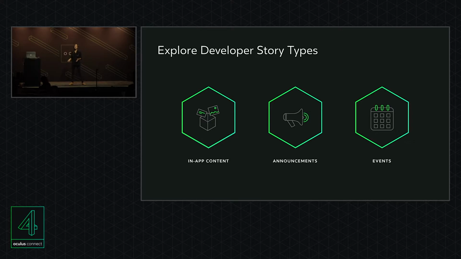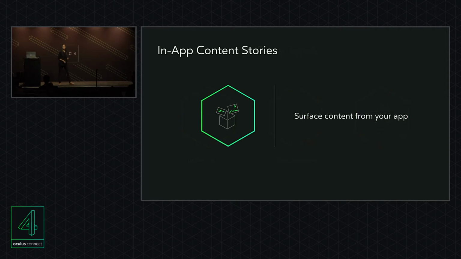There are 3 types of stories available today. We have in-app content stories, announcements, and events. All 3 of these stories can help people either discover your app for the first time or learn something new about your app that compels them to come back again. Let's start with in-app content stories. In-app content stories help you surface the content within your app directly to people.